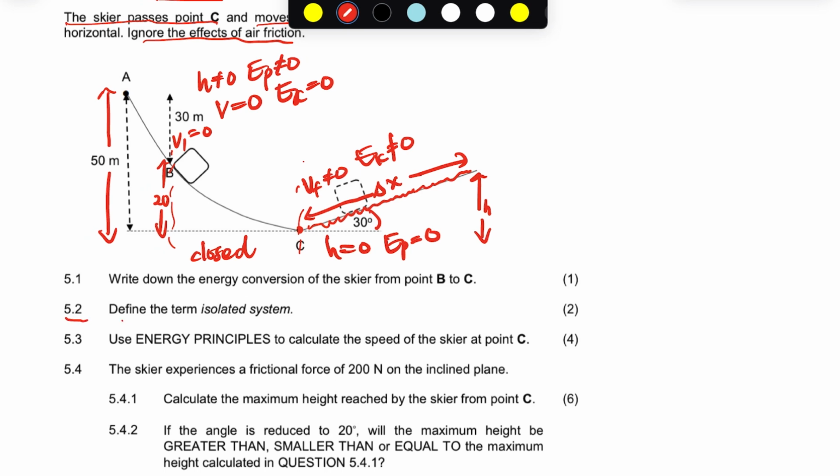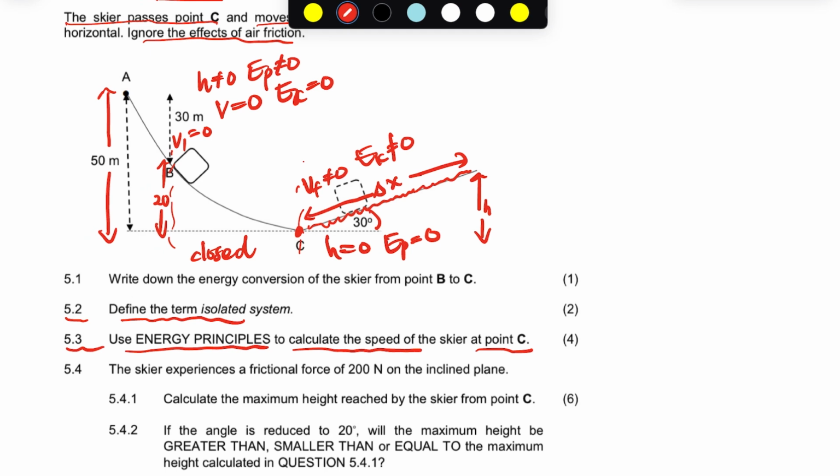Now, 5.2 says write down the term isolated system. It's very important. An isolated system, guys, is a system where the net external force is equal to 0. 5.3 says use the energy principle to calculate the speed of the skier at point C. So as it comes from there to there, we want to calculate the speed.